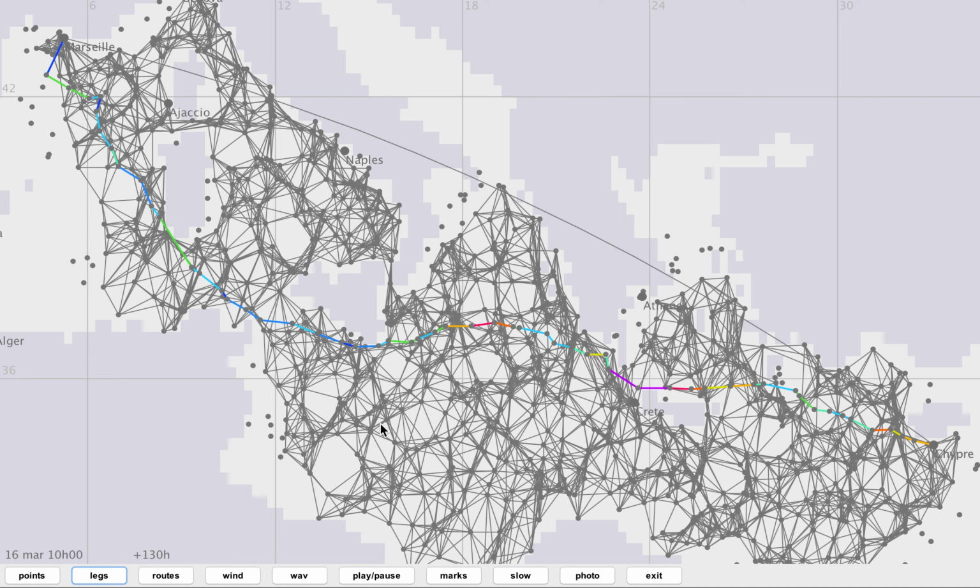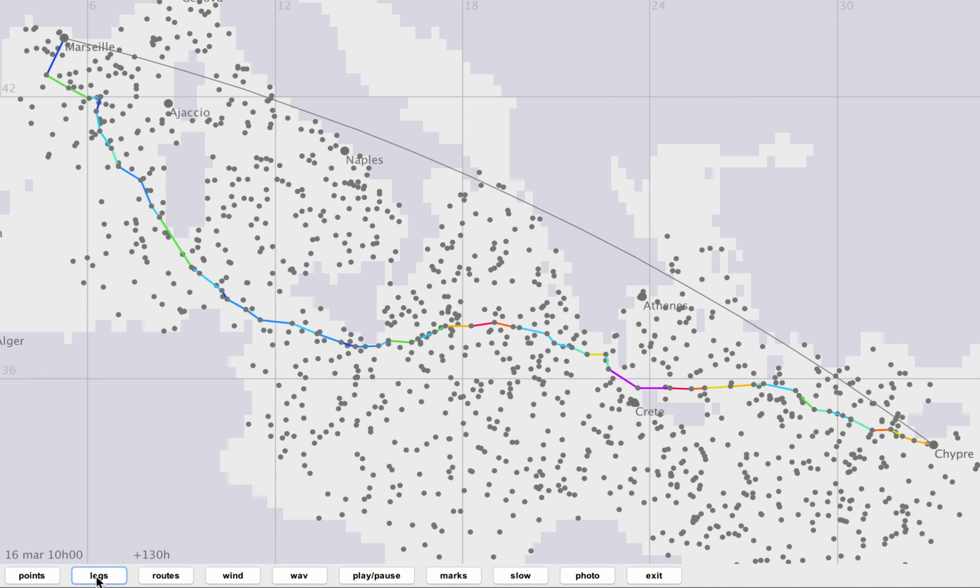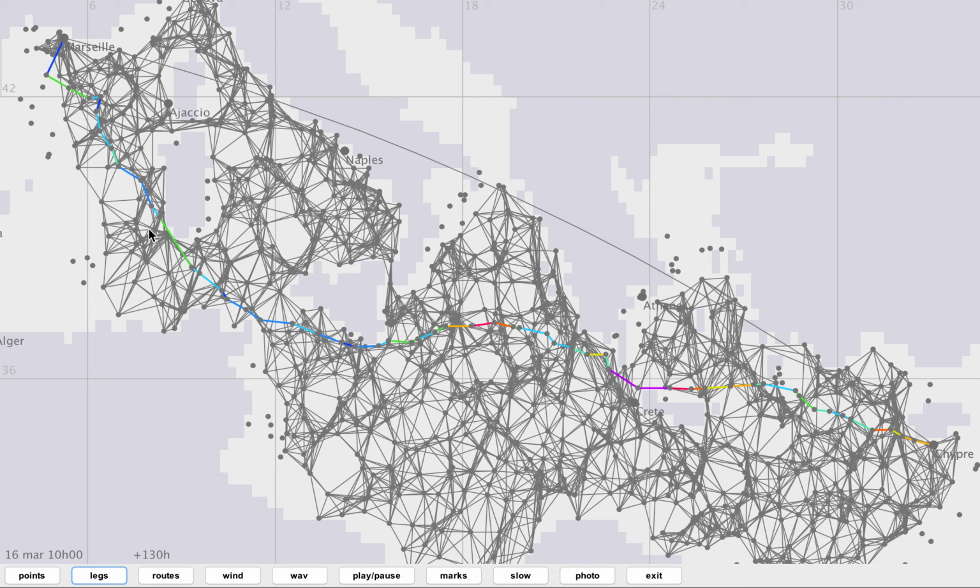Here are the potential legs between the waypoints. To solve such an instance, dated costs are propagated through the graph, considering the various values for the power level.